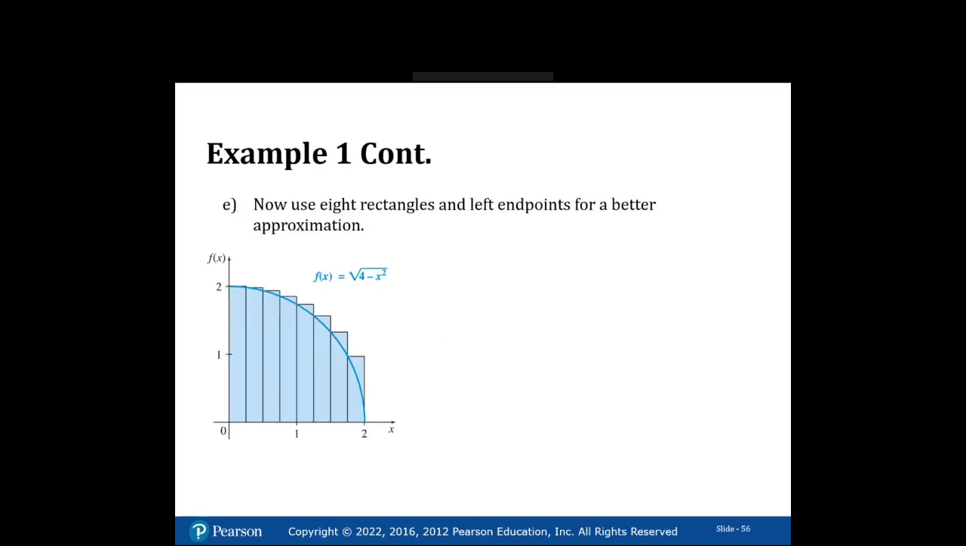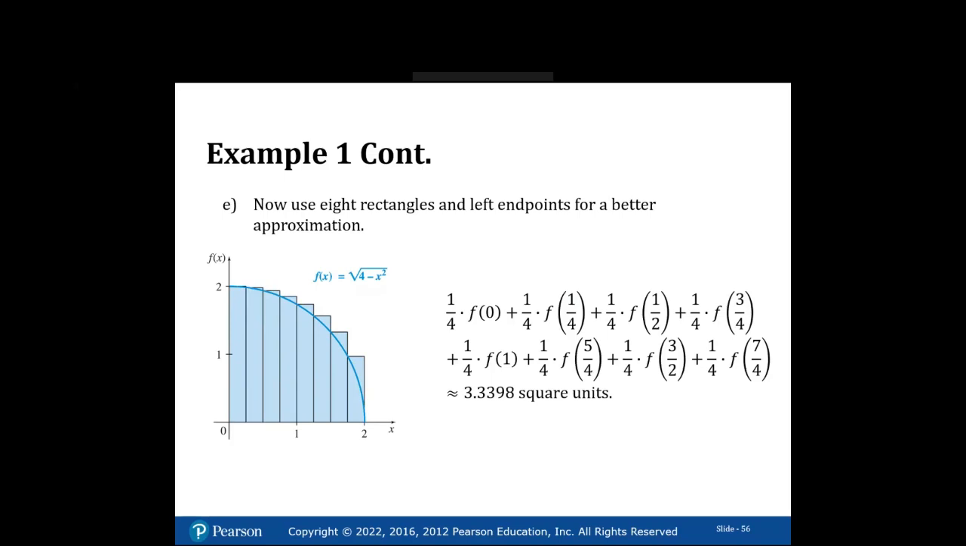But we can again use 8 rectangles instead. Every time I add more rectangles, you can see that my approximation is getting closer and closer to what it would actually be. So here, plugging everything in, each one has a width of 1/4. I get approximately 3.3398. And we can keep going and keep going, right? The more rectangles I have, the better the approximation.